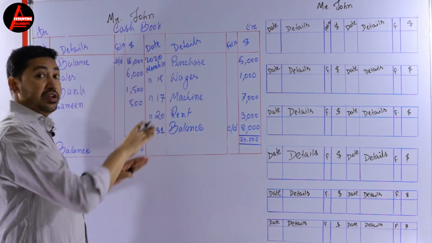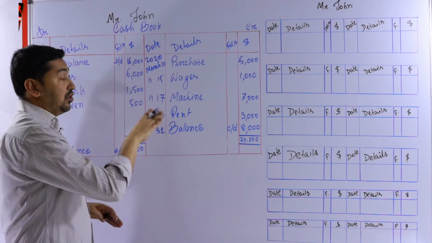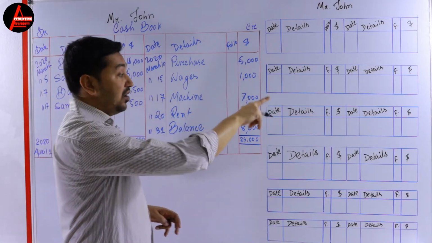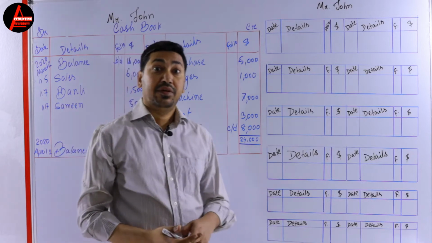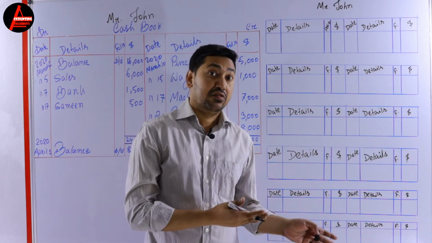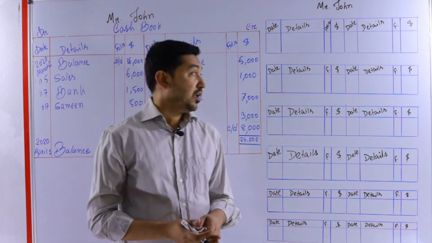Okay, so in this cash book there are 7 transactions. We will transfer these entries to the nominal ledgers. You already know how to prepare a ledger. I have several videos on ledgers, you can watch them.